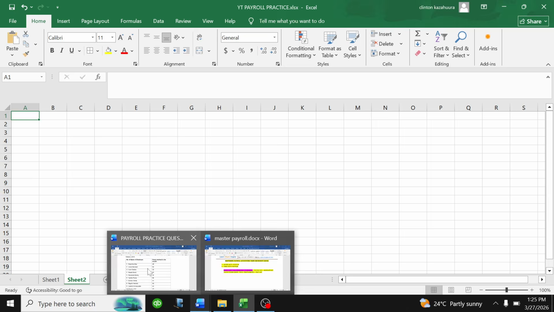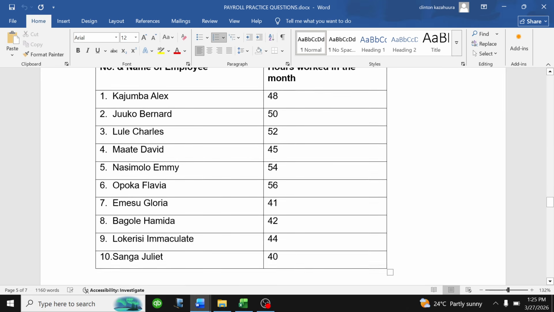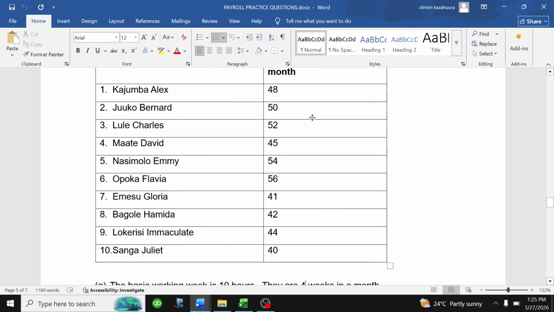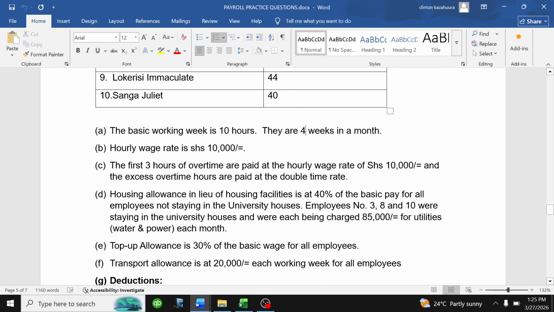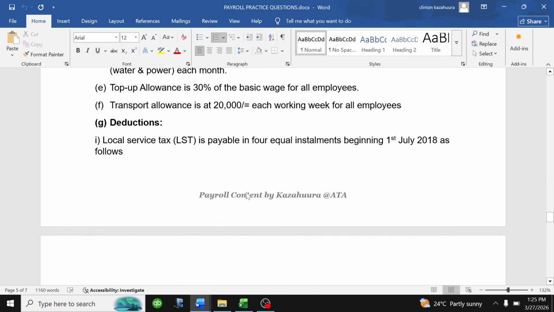Then I post the number. This is the number we're going to do for time rate, where they're saying we must add the following details relating to hours worked by employees for the month of October 2018. So these are the employees, and they are showing us how many hours they work each and every month. Then when you move down here, you see we have all this information that we have to extract.